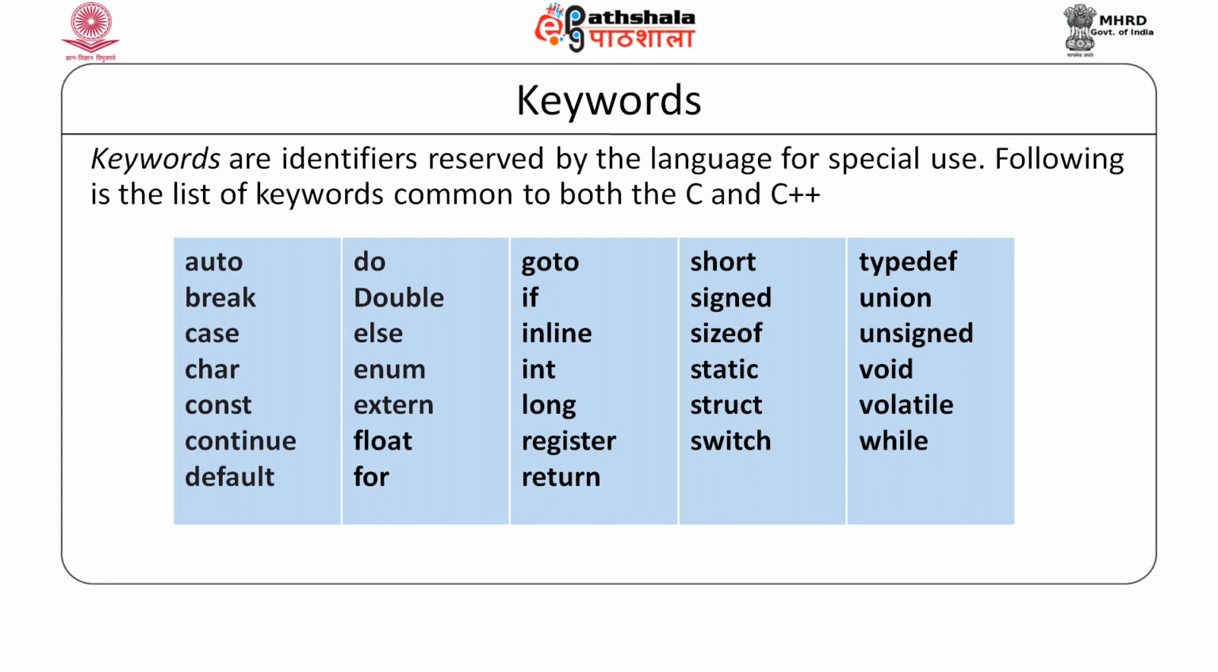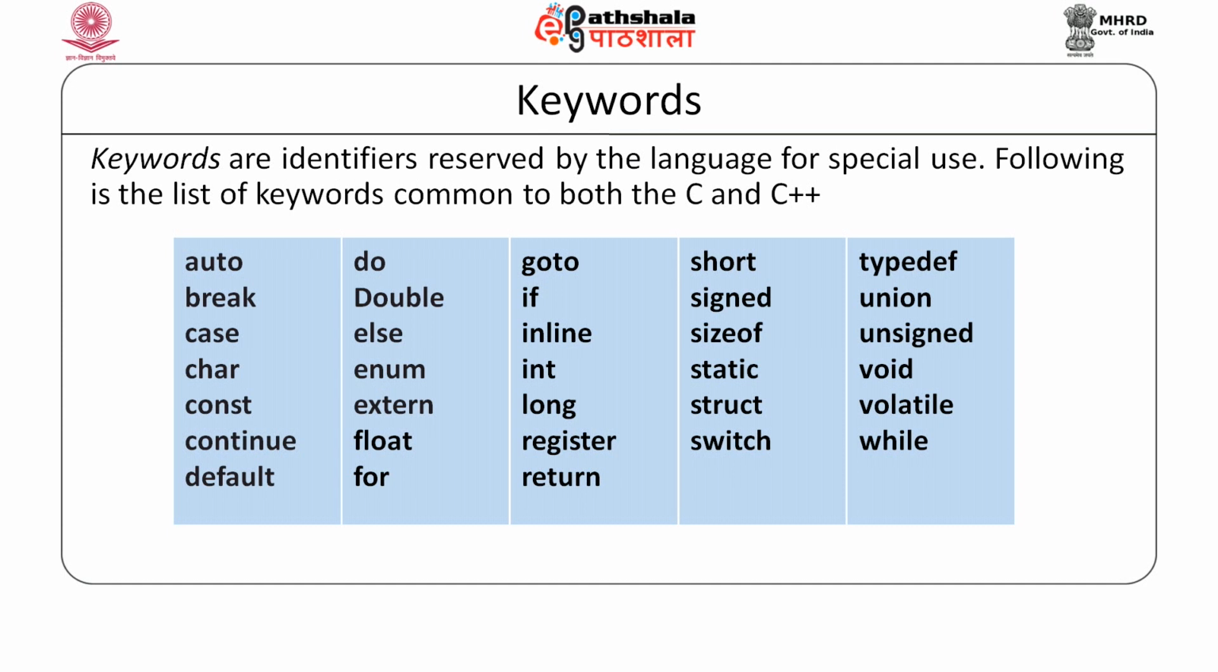Some of the identifiers that we have have special meanings assigned by the language, and they can only be used for that specific purpose. The identifiers which are set aside by the language for a specific use, and whose use has a special meaning associated with them, are called keywords. C++ also has a set of keywords.